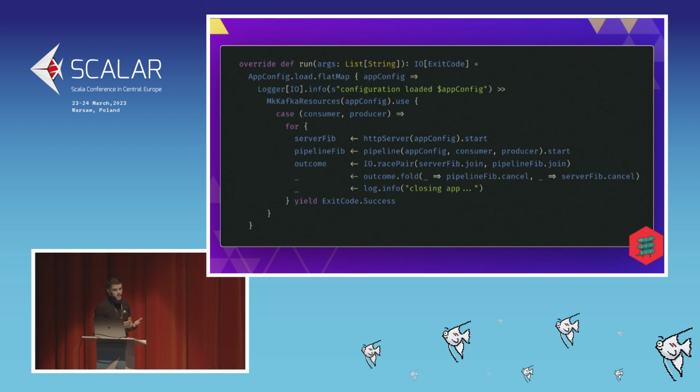But besides shutting down the application, we can try to recover from a failure. Maybe we can try to restart our server, or if our pipeline is failed, maybe we can just restart the consumer, recreate it, and start pipeline again from scratch without even shutting down the whole application.